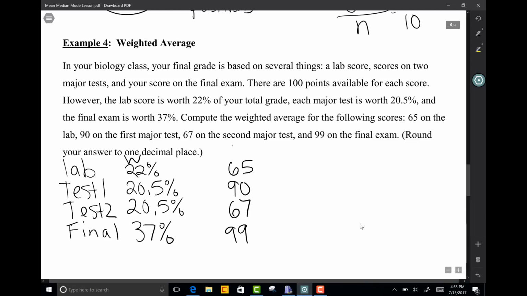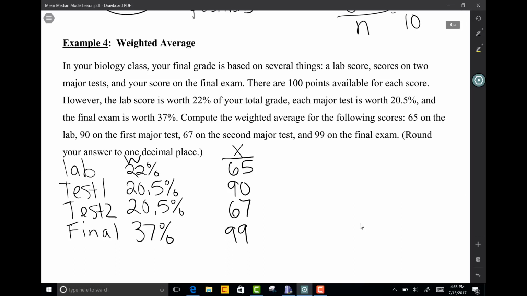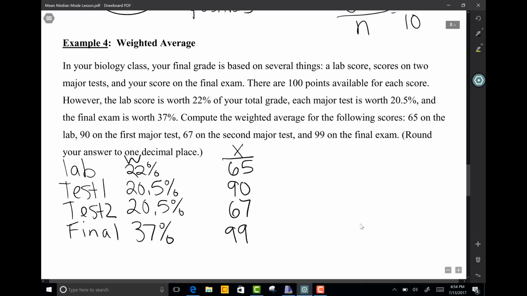So these are your X's. Those are your values for your data, and then these are your weights. Now because when we do arithmetic we want to work in decimal form, I'm going to change my weights to decimal form: 0.22, 0.205, 0.205, and then 0.37.